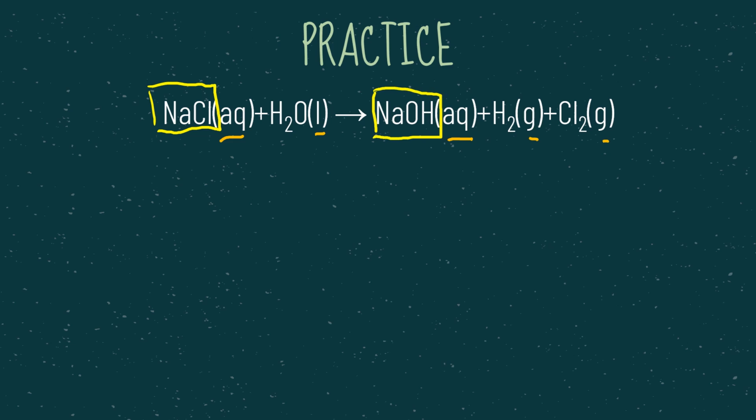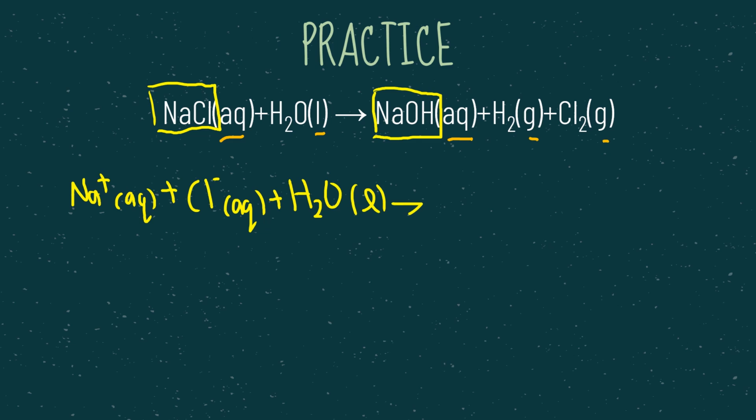First step is to write it in the form of its dissociated ions. So NaCl, we're going to change it to Na⁺(aq) plus Cl⁻(aq). And we're going to keep H2O because it's in the liquid state. And NaOH, we have to break it down to Na⁺(aq) plus OH⁻(aq). And then the rest we can just write down because they are all in their gaseous state.